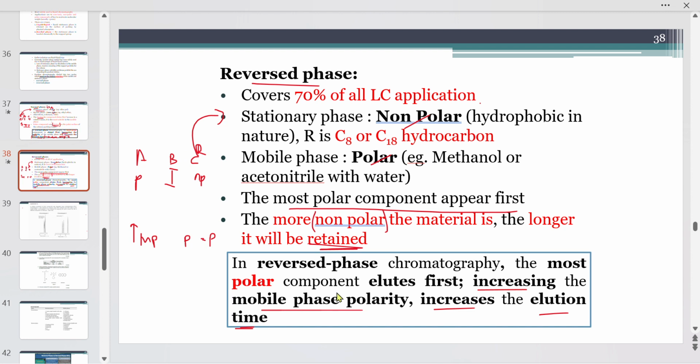Okay? So how do you decrease the elution time in reverse phase? You can decrease the polarity of the mobile phase. That is, the mobile phase should be less polar or non-polar. So when the mobile phase is non-polar, your retained component will leave your stationary phase and follow your mobile phase. So this is how you can decrease the elution time in reverse phase.